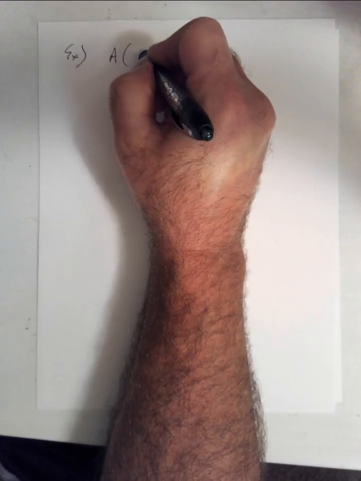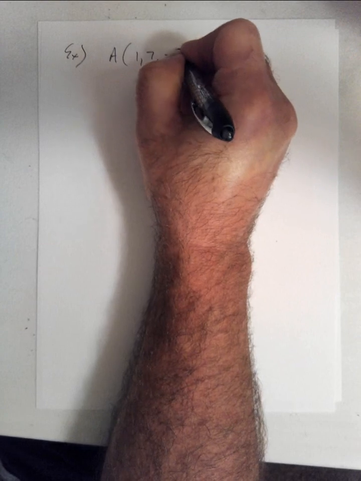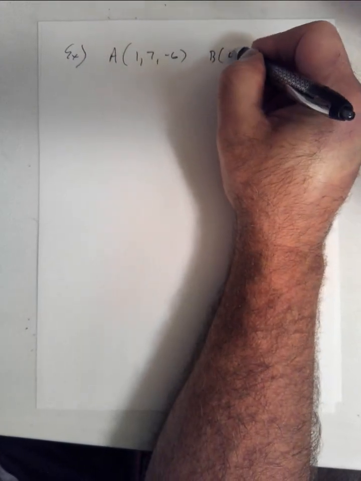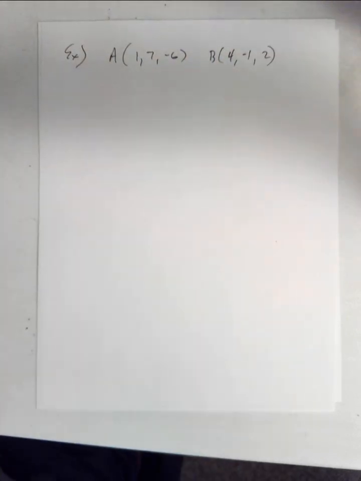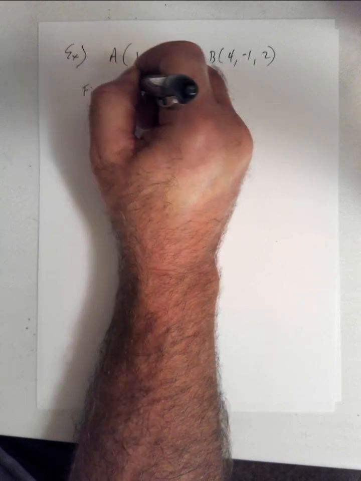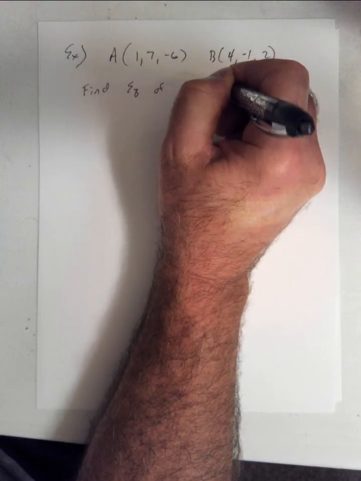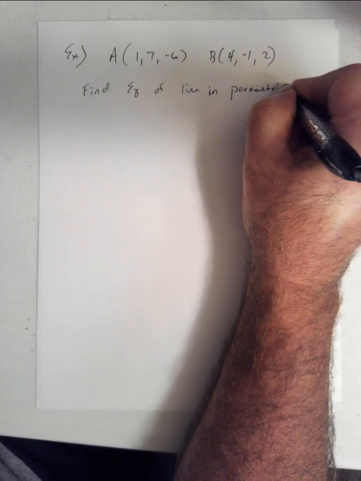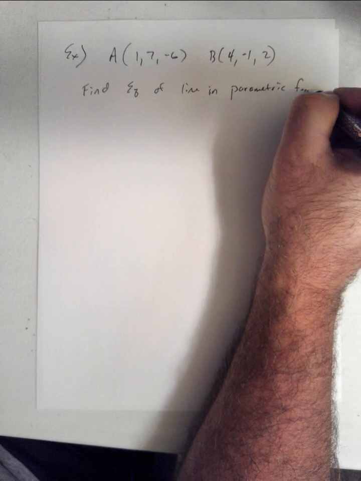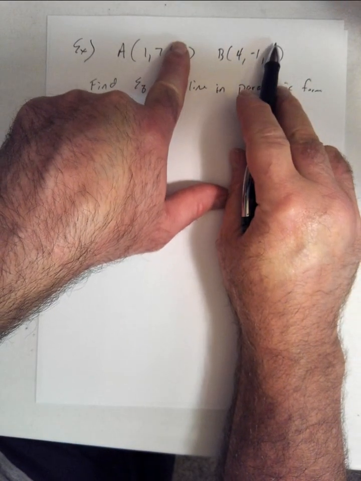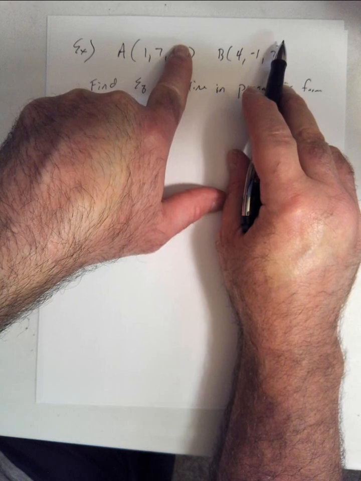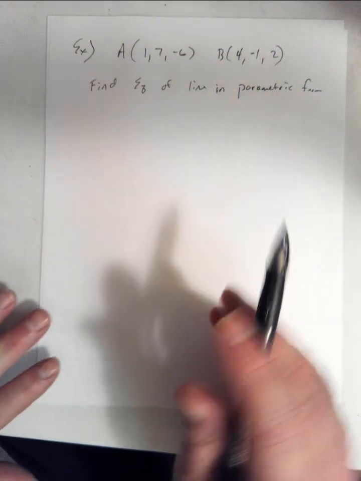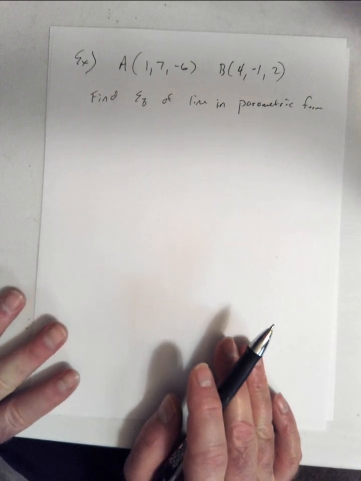So, let's say A is at 1, 7, negative 6, and B is at 4, negative 1, 2. So there's 2 points in space. Find the equation. So keep in mind, and this would be in parametric form, if I did this in the plane, what would be the first thing? If you only had 2 ordered pairs, first thing you would do is find the slope, and then you would go to point slope. Well, here we need to find the slope vector.